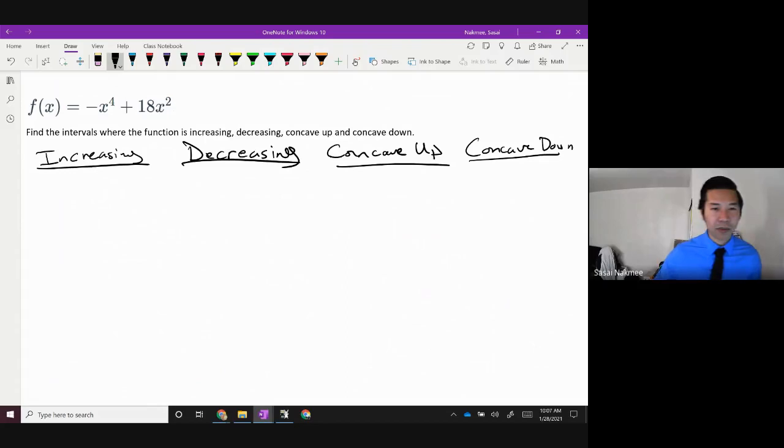So tell me where these intervals are, where it's concave up, concave down, increasing, decreasing. That's it. And after that, we're going to double check all of our intervals. So get those down. Let's go ahead and set a 7-minute timer.